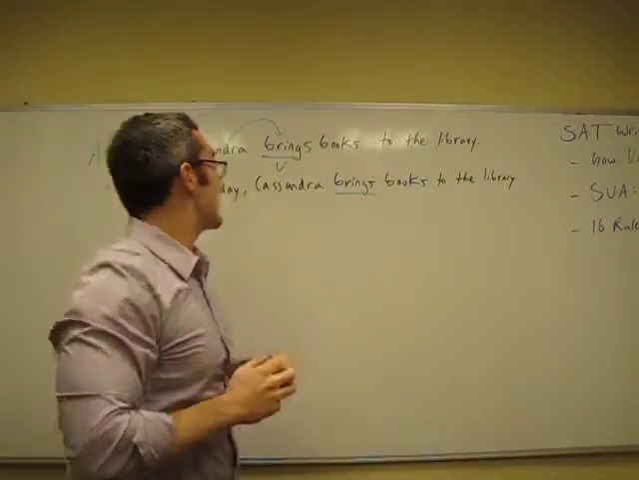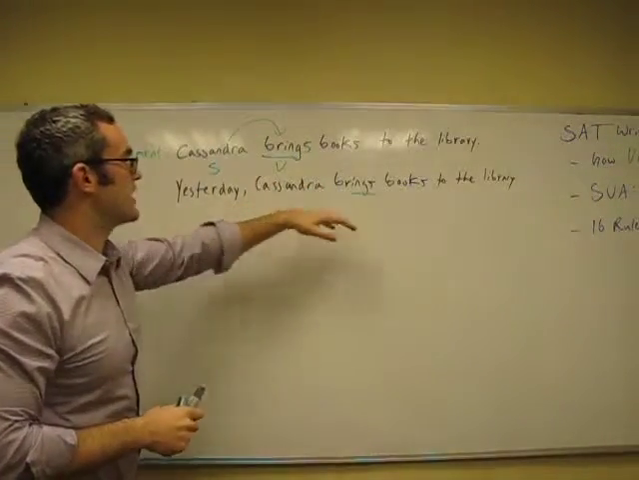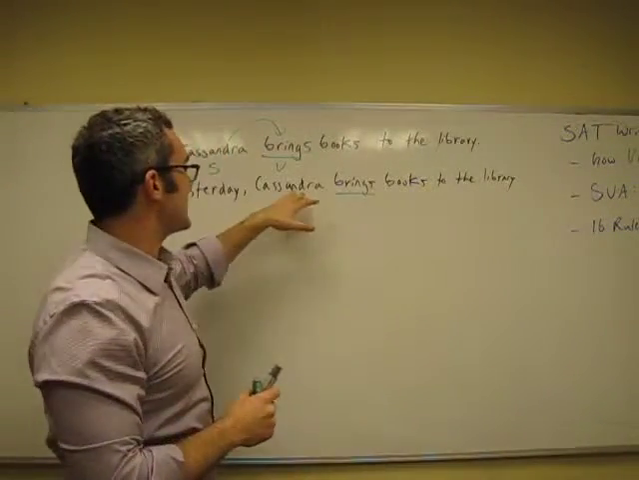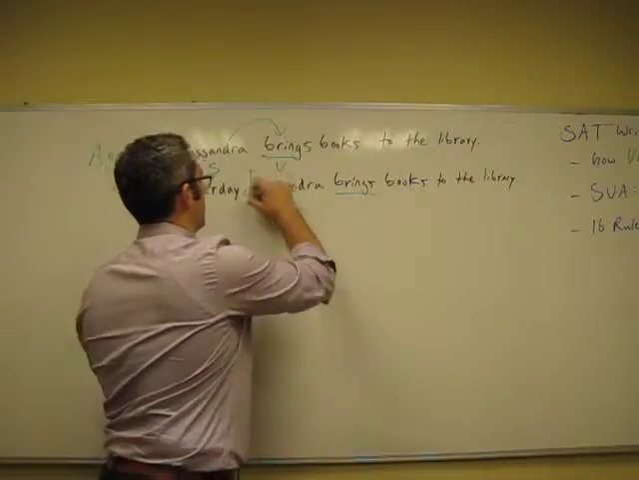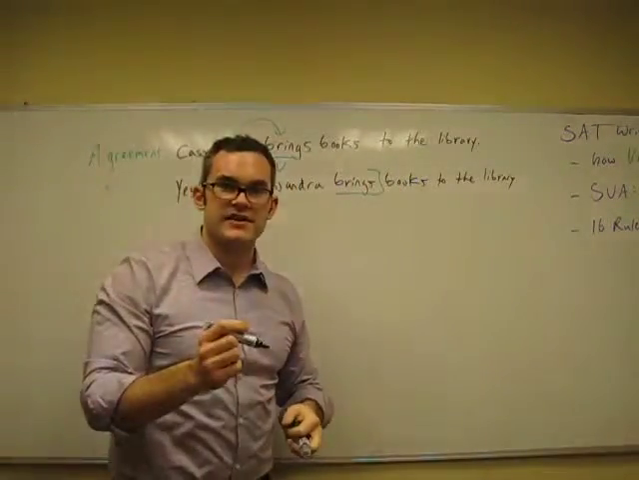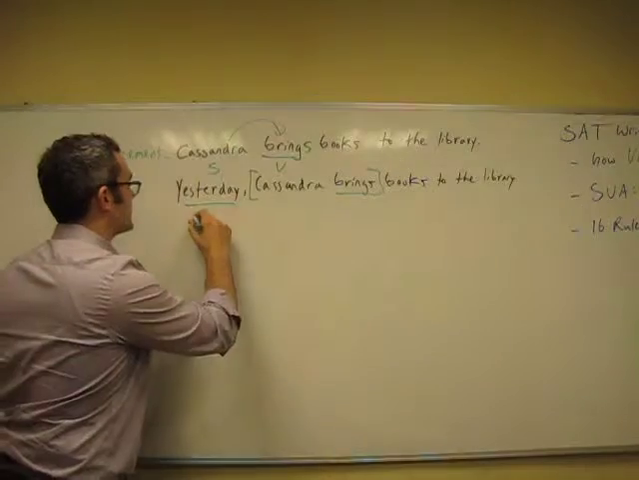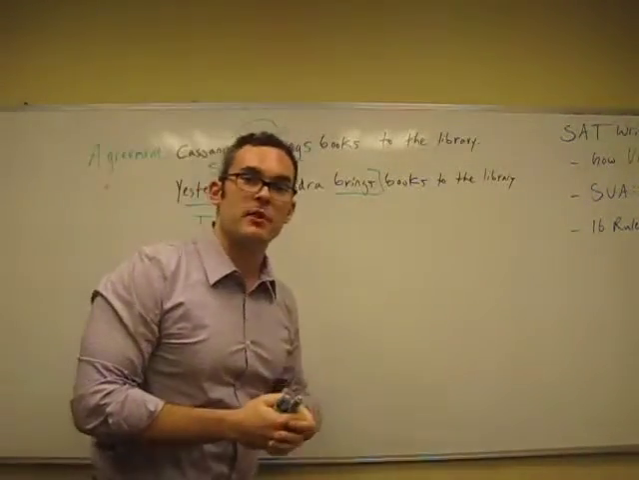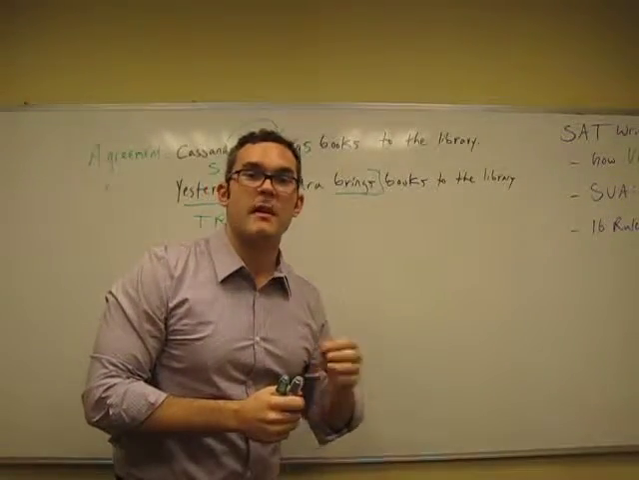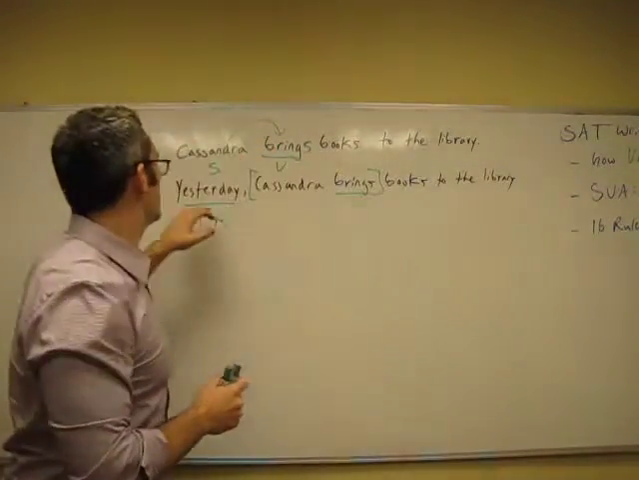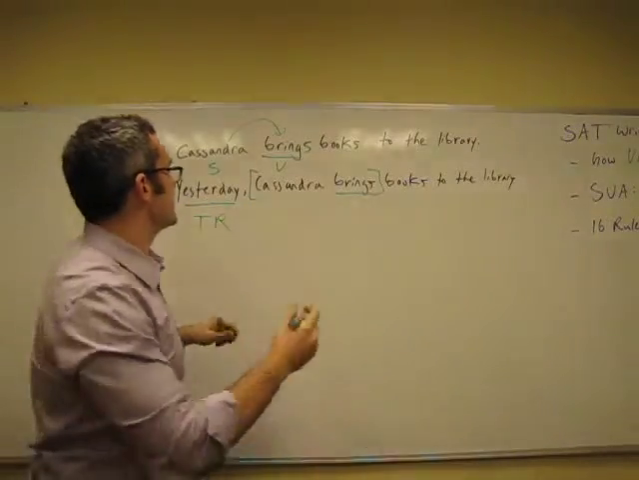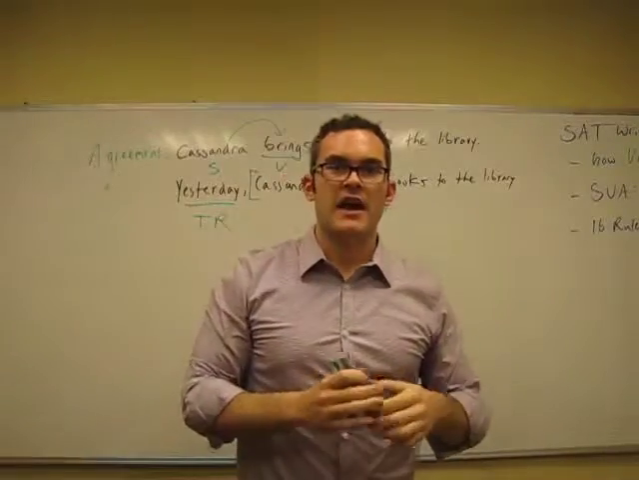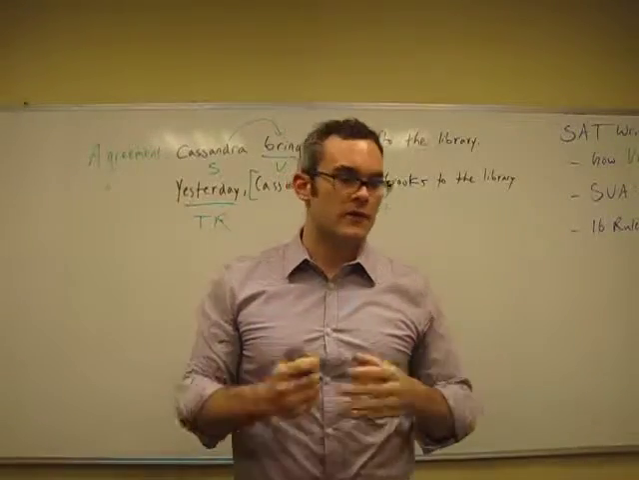Now let's look at the second example. Yesterday, Cassandra brings books to the library. Here the problem is not agreement, right? Cassandra brings, in and of itself, is correct. But the logic of the sentence, particularly the time reference, yesterday, shows us that we shouldn't say Cassandra brings using the simple present. Rather, we need to use a past tense verb form. So we wouldn't say yesterday Cassandra brings, we would say yesterday Cassandra brought. That would be the correct form of the verb. And this is a basic overview of how verbs are tested.